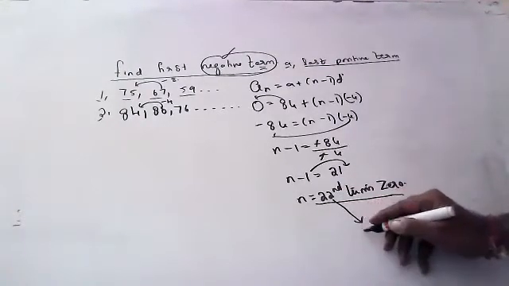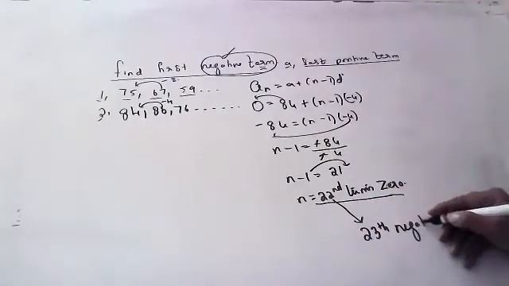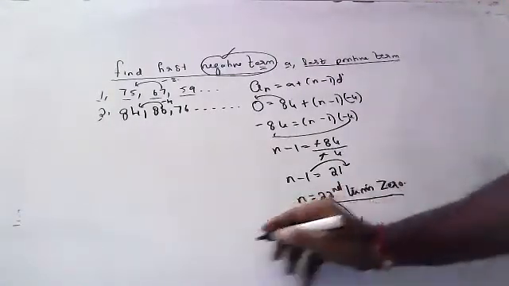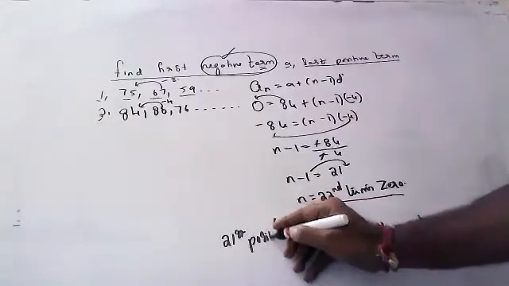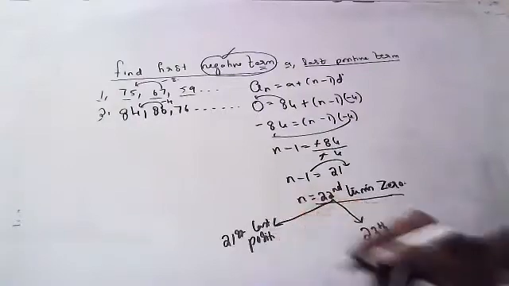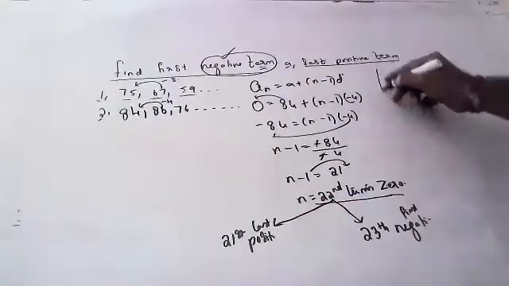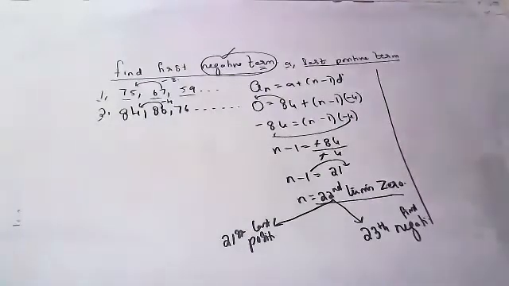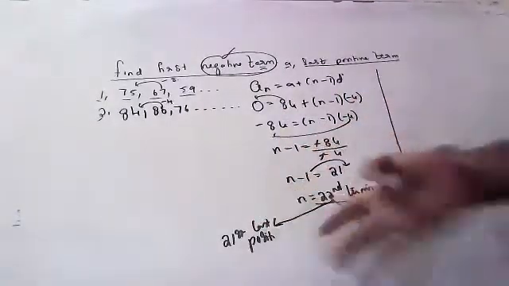The 23rd term is negative, and the 21st term is the last positive term. The 21st term is the last positive term and the 23rd term is the first negative term. Let's verify, children, whether what I did is correct or not. If you are getting decimals, you have to assume. If you don't get decimals, happily you can tell.